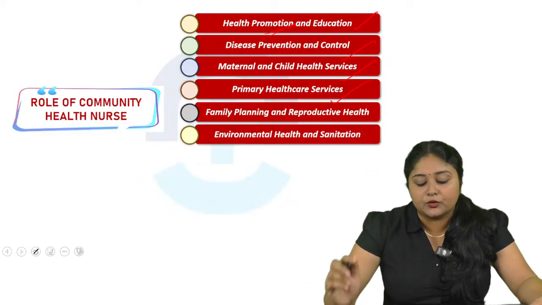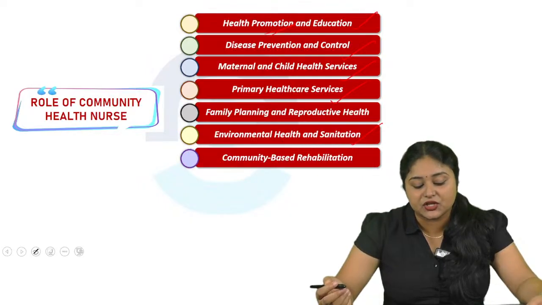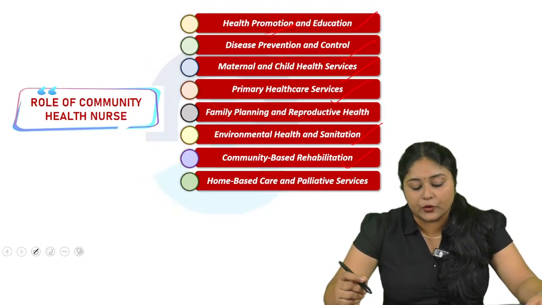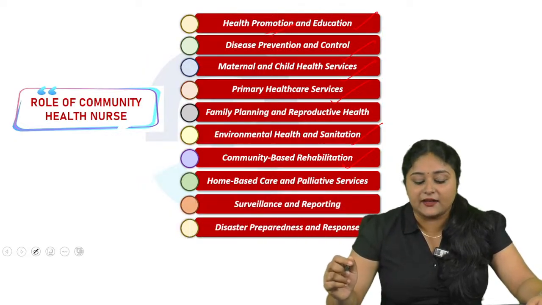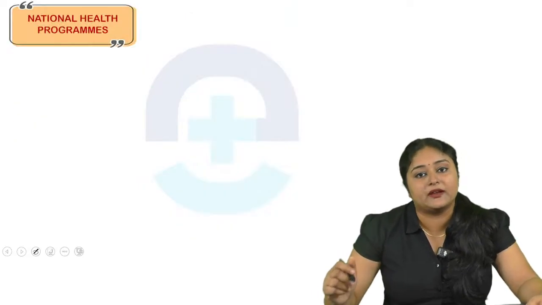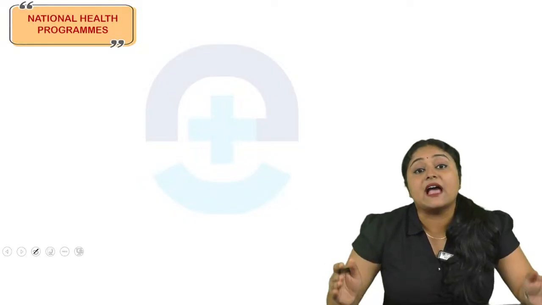Okay, now come to the environmental health and sanitation, community based rehabilitation program, home based care as well as the palliative services, surveillance and reporting. Next one is the disaster preparedness and response. Now come to the national health programs.